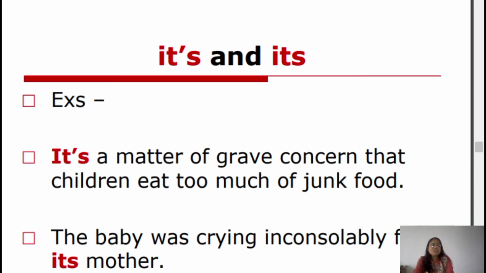Examples. It's a matter of grave concern that children eat too much of junk food. Here, it's refers to it is. The baby was crying inconsolably for its mother. Here, its is the possessive case form of the pronoun it.